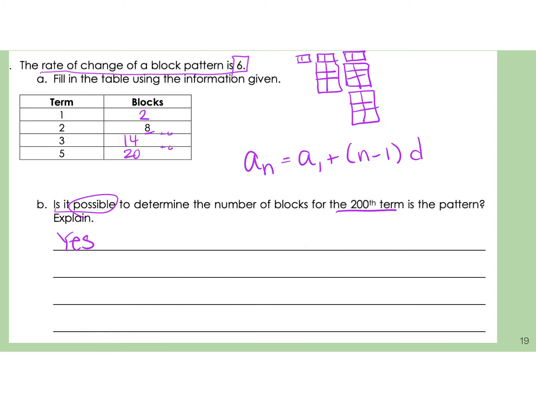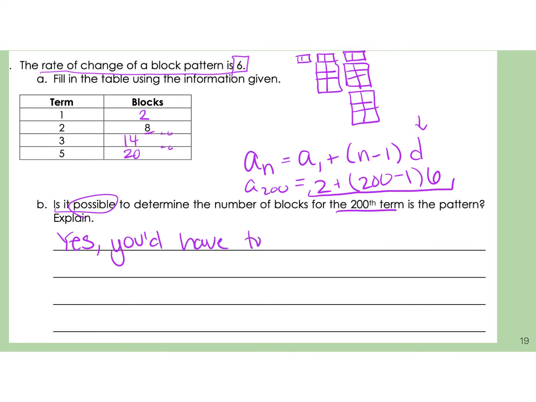So n is the 200th term. We're trying to find the 200th term. a is what we start with. n, again, is the 200th term, and we subtract 1 from that. And then we multiply it by our rate of change, which is 6. So if you want to know how many blocks are in the 200th term, go ahead and multiply this out. It's a pretty big number, but for the sake of us, we're just going to say, yes, you can figure it out.